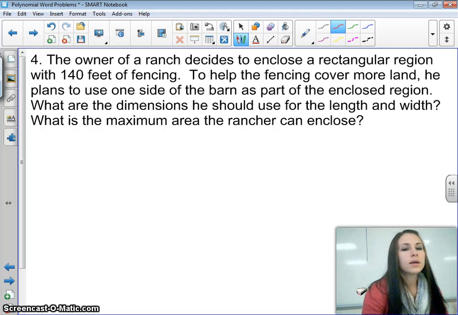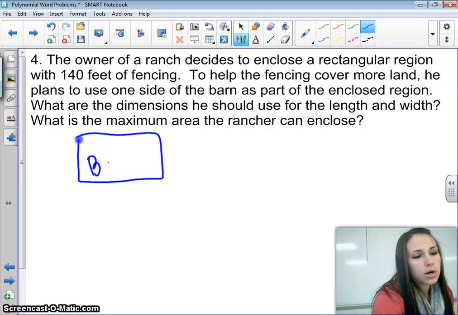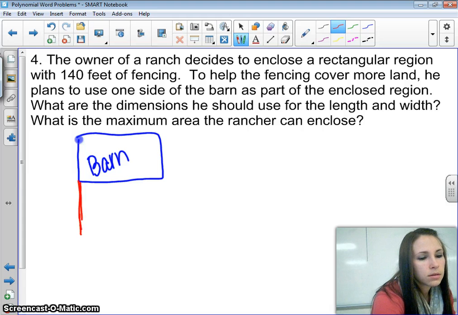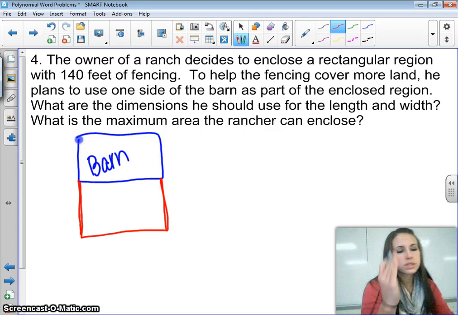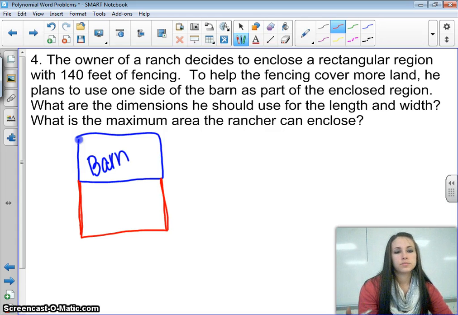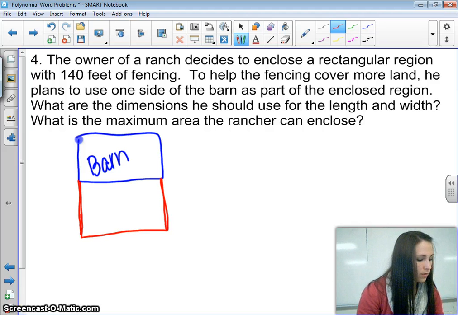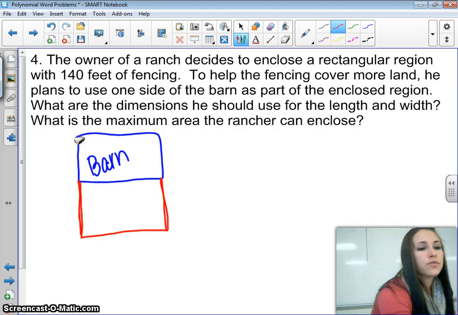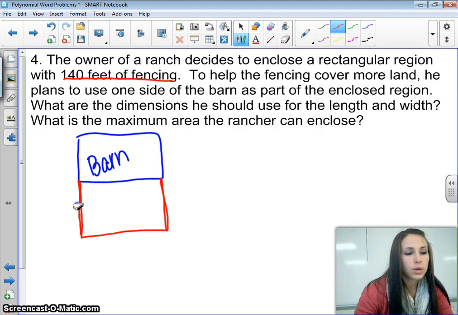Alright, so the way that I'm going to do this, I'm going to draw me a picture. So here's my barn. And so the fence that I'm going to make, or the lot that I'm enclosing, is right here. So one side of that barn is part of that enclosed space. Whenever I go to label this, I know that I've got 140 feet of fencing, and that's all I've got to use. Another thing that I know is that since this is a rectangle, this side and this side are going to be the same.